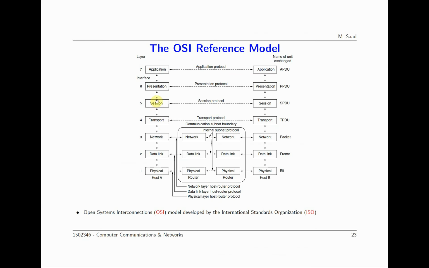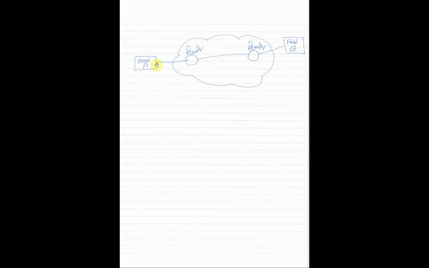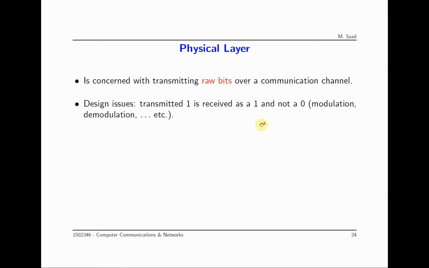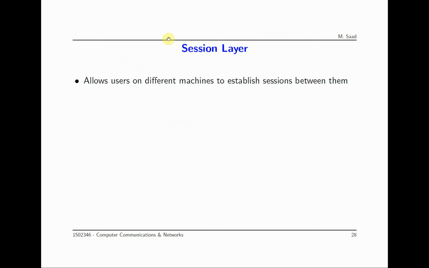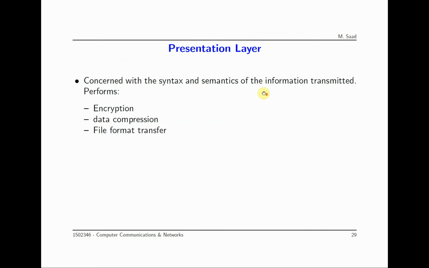Now, on top of the transport layer, we have the session layer. According to the OSI, the Open Systems Interconnection Model, which was developed by ISO, the idea was that the session layer is responsible for establishing communication sessions, establishing connections, right? Establishing a connection between host A and host B. This is the job of the session layer. Allow users on different machines to establish communication sessions or connections between them.